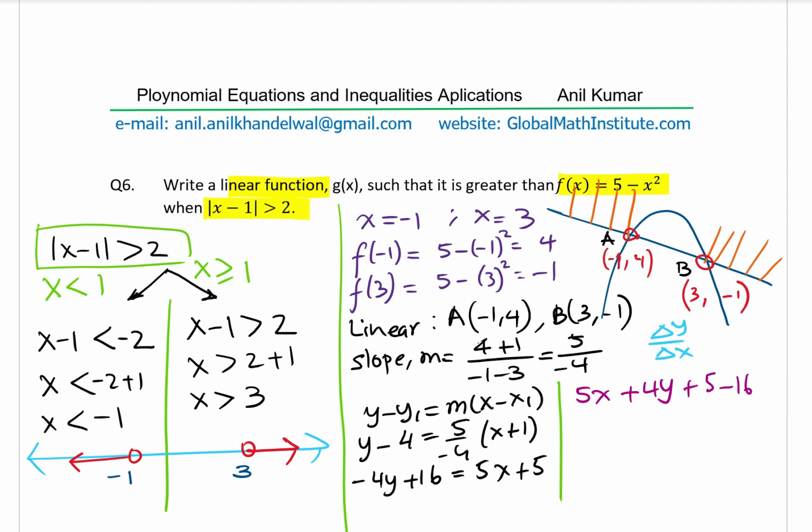It's a very tricky question. And you get your equation. So we have 5x plus 4y and minus 11 equals to 0. So that becomes the equation of the linear function. Is that clear to you? So our answer here is that the line is 5x plus 4y minus 11 equals to 0. Perfect.